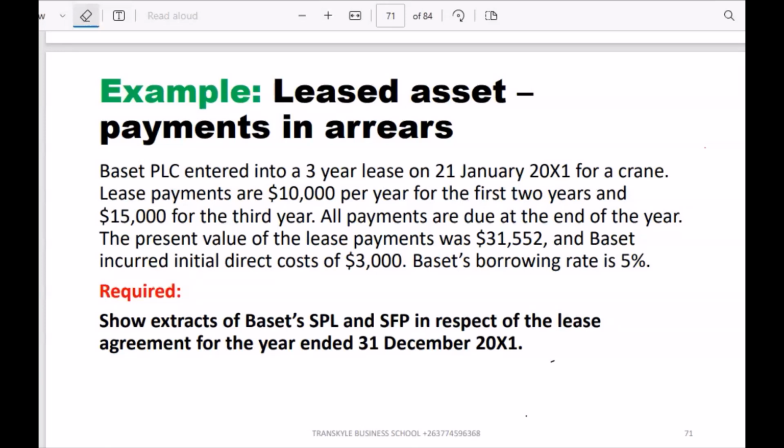So what we need to do is, first of all, discuss or pinpoint the double entry at inception. The double entry at inception is we need to recognize a right of use asset and the lease liability. So we need to credit any cash payment that was paid and credit the lease liability or the lease obligation. Now, the lease obligation is the present value of future lease payments which are yet to be paid.